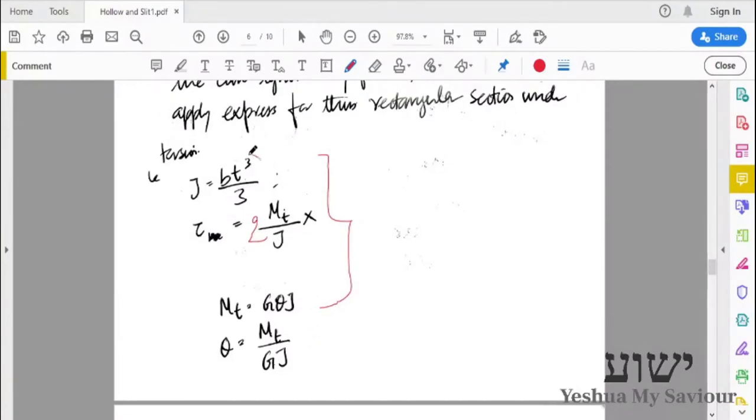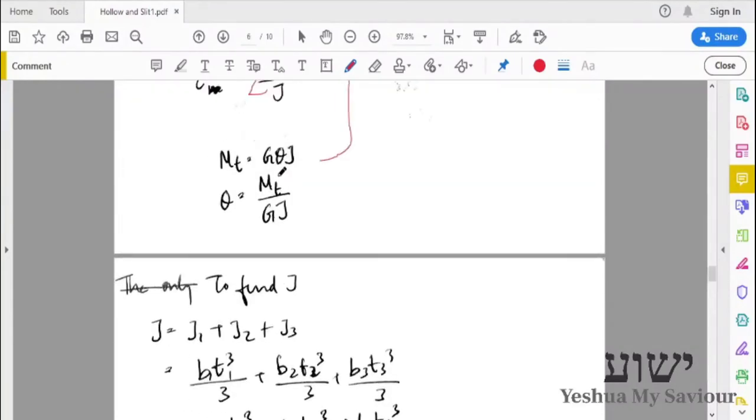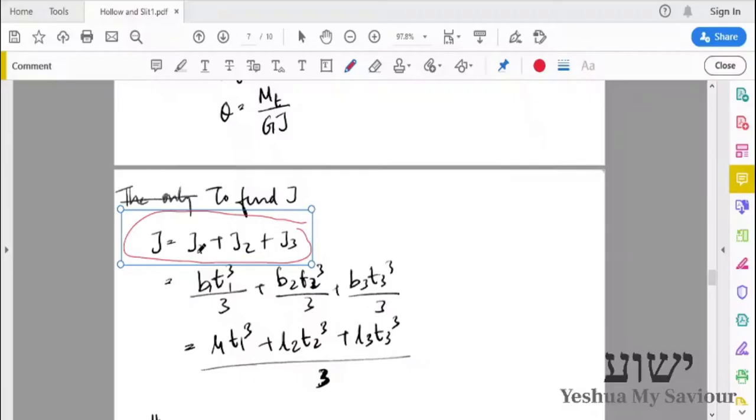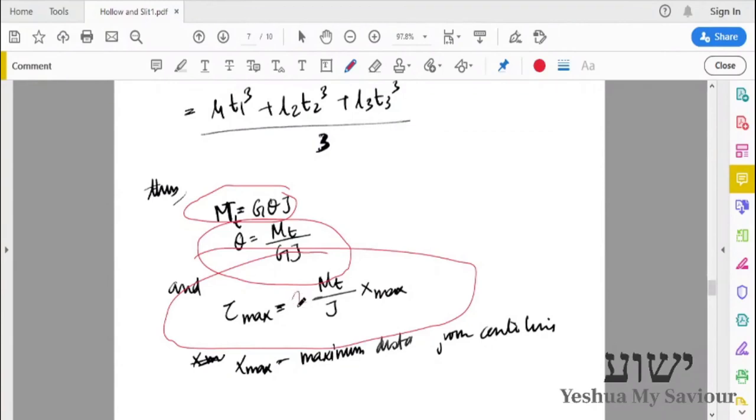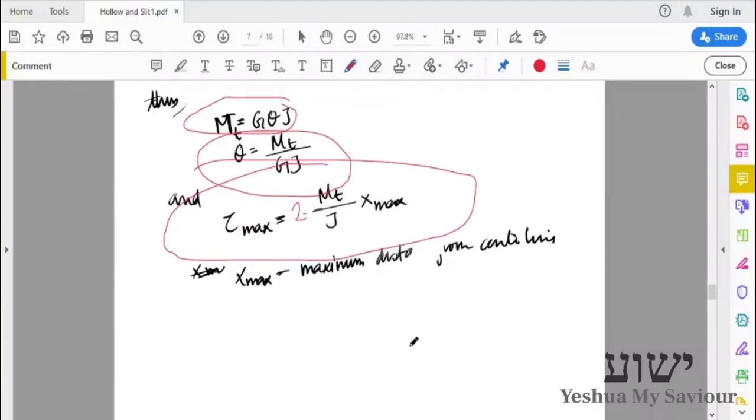From this, the difficult thing to find is J, but it is very simple to find out. J1 and J2 are the geometric stiffnesses of the flanges, and J3 is the geometric stiffness of the web. So just add them together and substitute. We'll get the values for the torque transmitted, the twist per unit length, and the stresses of that I section. Thank you.